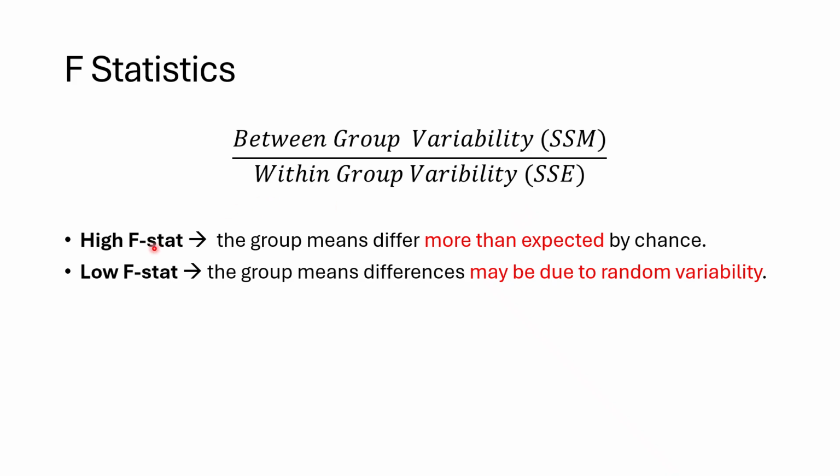So if there is a high F, it means that the group means differ more than expected by chance. But if the difference between the groups is low, you will have a low F statistic, which means that the difference might be due to random variability. Let's calculate these values and then you will understand this concept more.